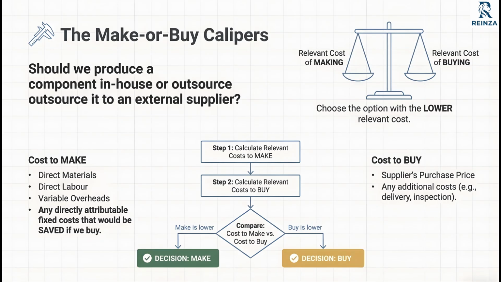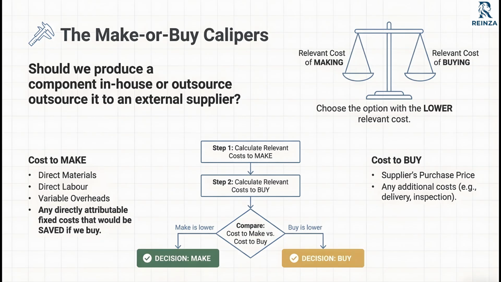The process has two steps. Step 1. Calculate the relevant costs to make. Step 2. Calculate the relevant costs to buy. Then compare. What costs do you include when calculating the cost to make? You include direct materials, direct labor, variable overheads, and any directly attributable fixed costs that would be saved if you stopped making the product. What costs do you include when calculating the cost to buy? You include the supplier's purchase price, plus any additional costs, such as delivery charges or inspection costs.